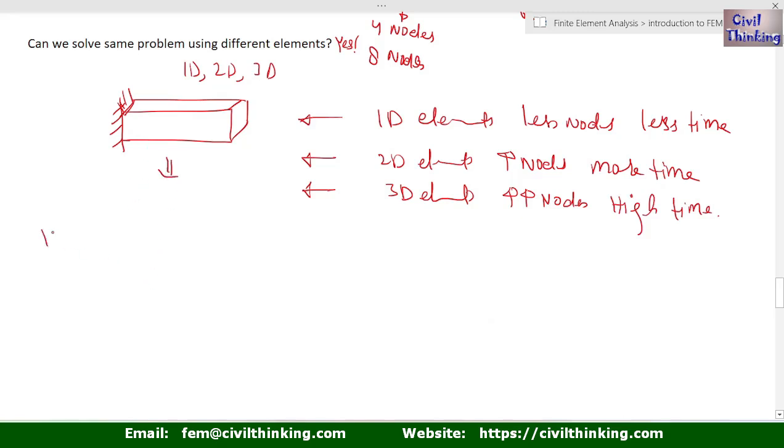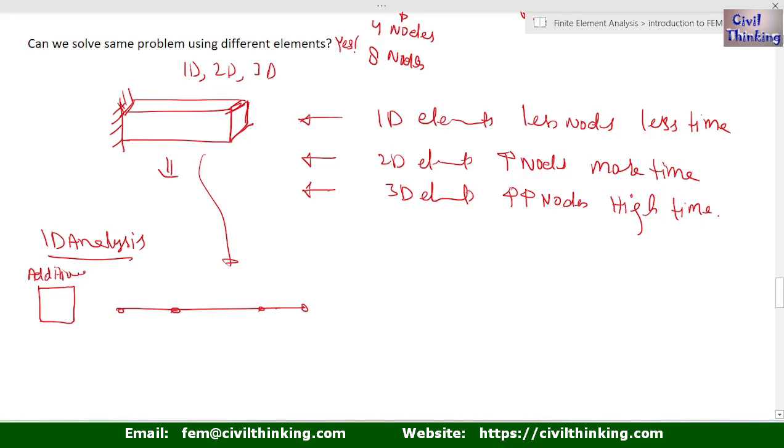So for example, let us talk about this. When we talk about 1D analysis, we represent this beam with the help of a line element. In 1D analysis we represent it with a line. Then as additional data we will define this cross section, right? This is the cross section and this will be in the additional data.